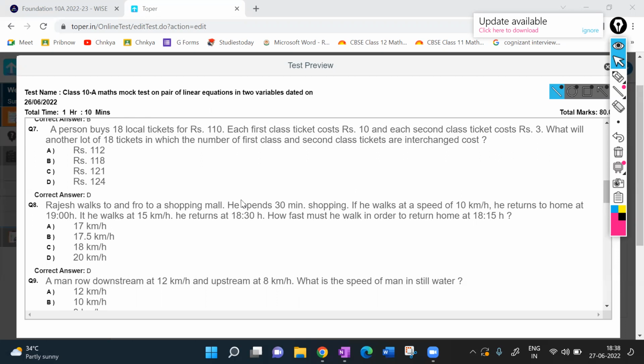Next question. Rajesh walks to and fro to a shopping mall. He spends 30 minutes shopping. If he walks at a speed of 10 km per hour, he returns home at 7 o'clock. Correct? If he walks at 15 km per hour, he returns at 6:30 p.m. How fast must he walk in order to return home at 6:50?